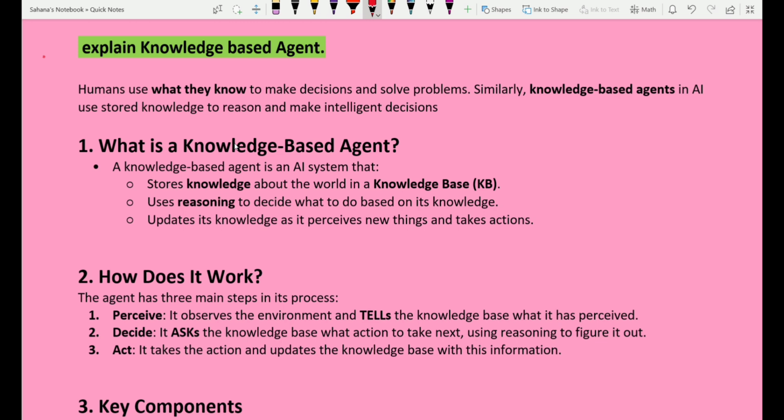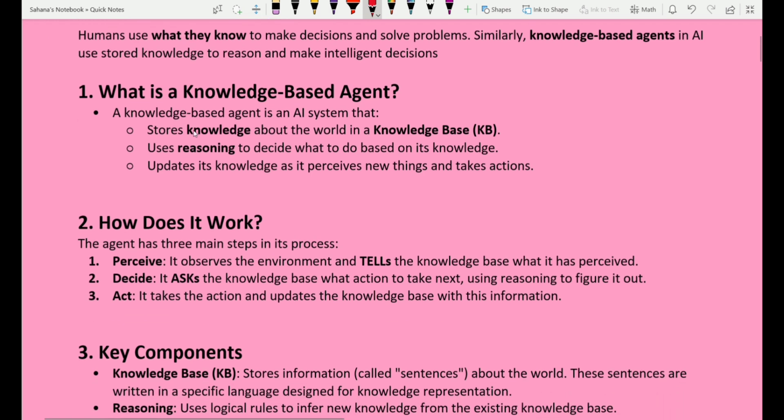Similar to humans, AI agents also store knowledge to reason and make intelligent decisions, in which they store a database, meaning a knowledge base. A knowledge-based agent is an AI system that stores knowledge about the world in the knowledge base, uses reasoning to decide what to do based on its knowledge, and also updates its knowledge as it perceives new things and takes action.